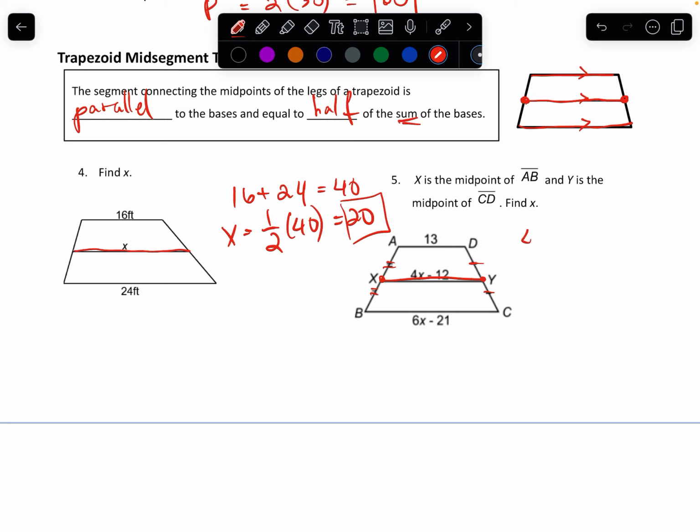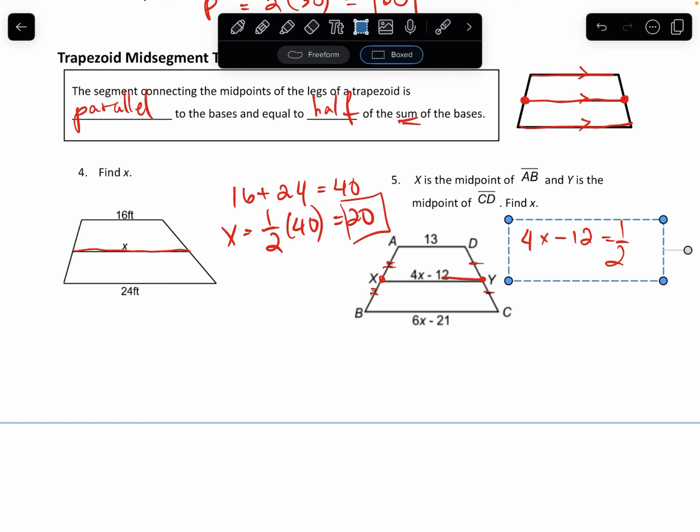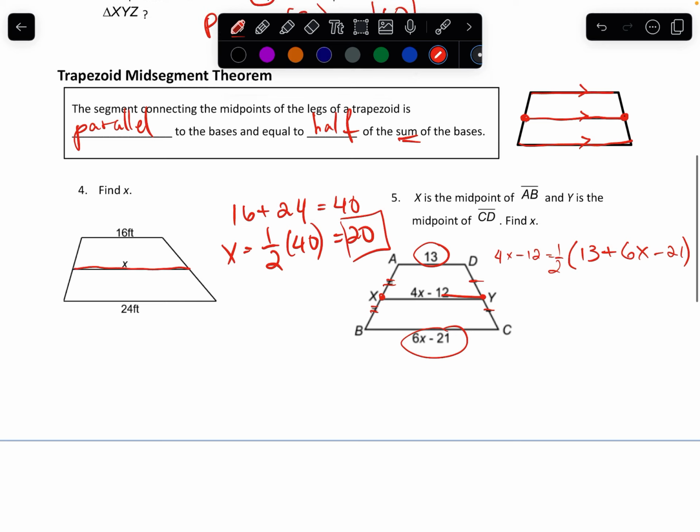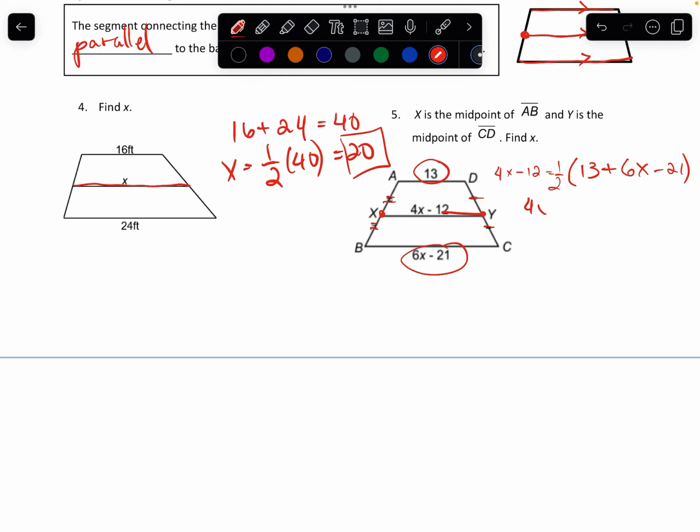So again, we know that the midsegment, which is 4x minus 12, is equal to half of, let's see, top base is 13, and the bottom base right here is 6x minus 21. 6x minus 21.